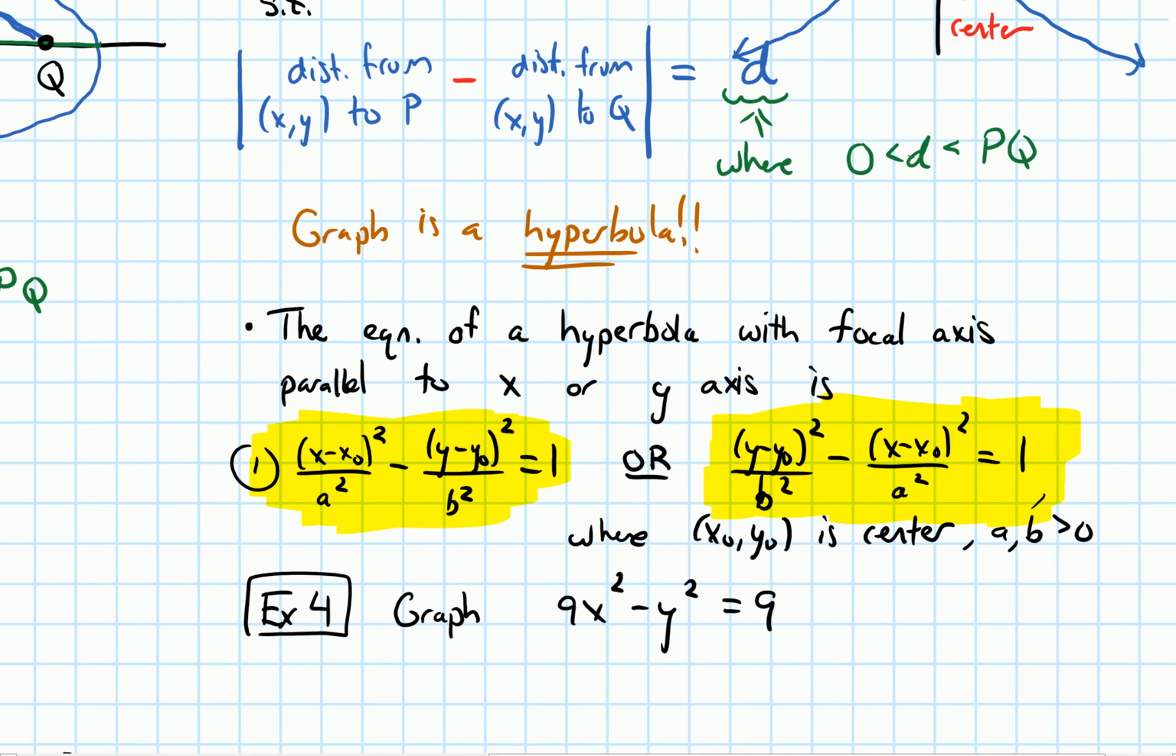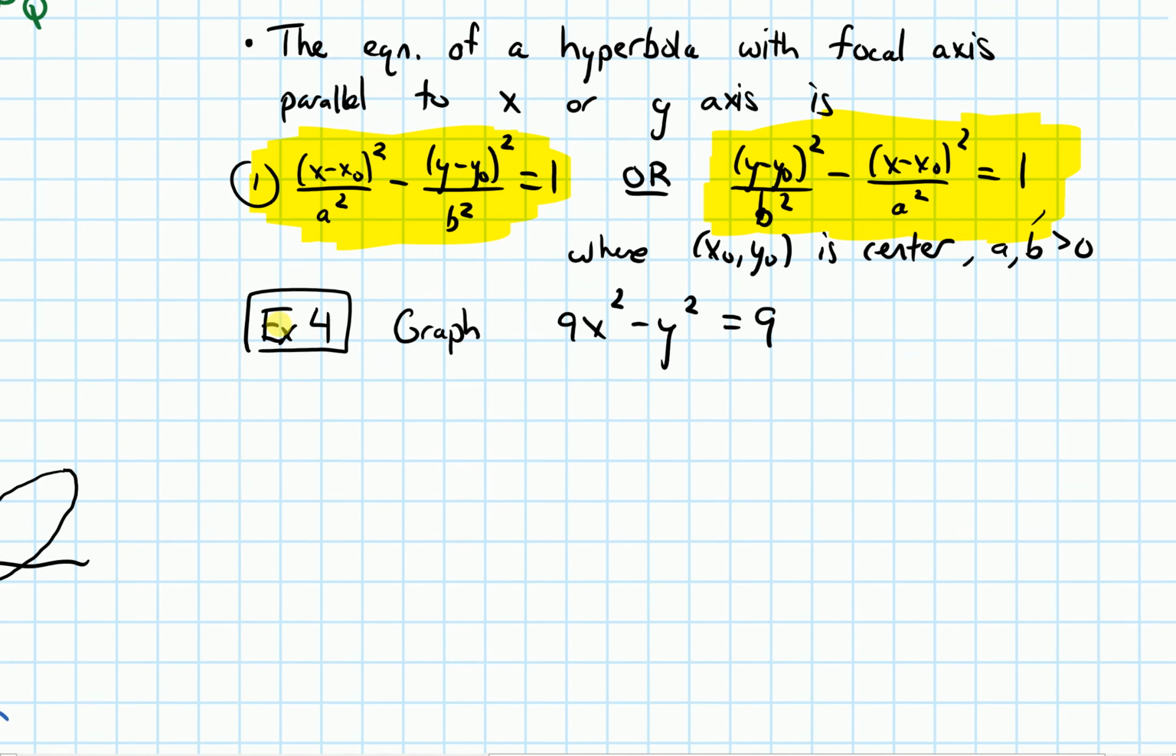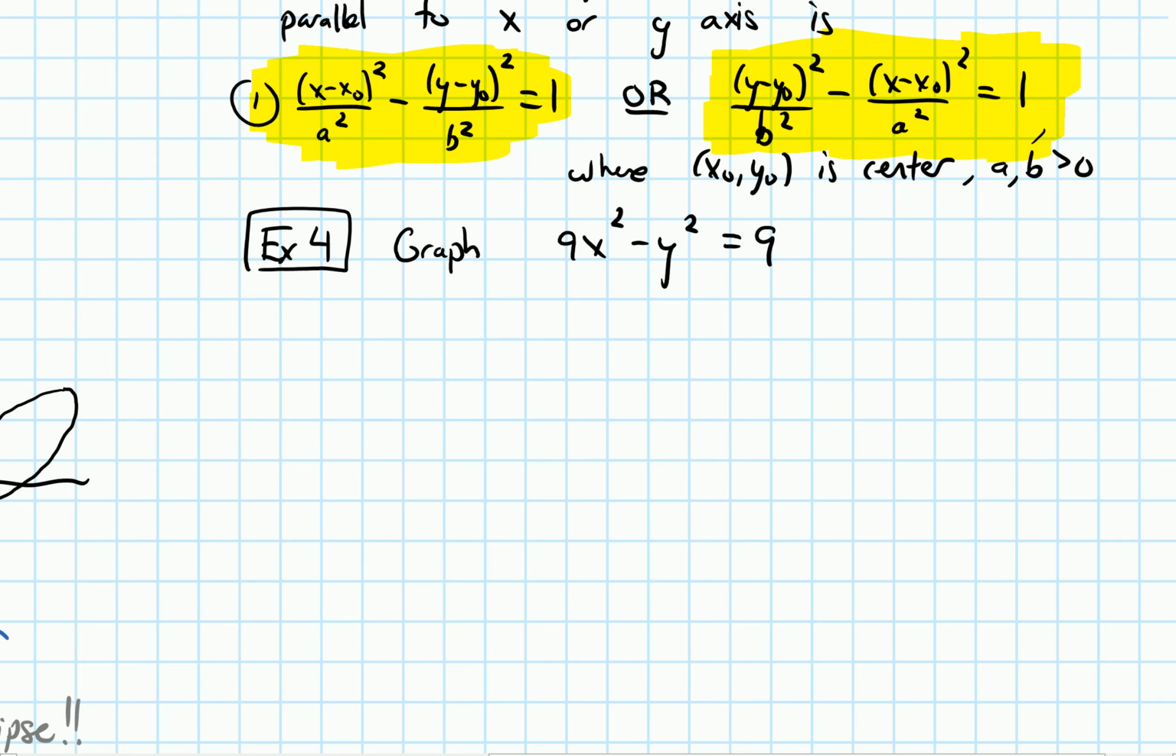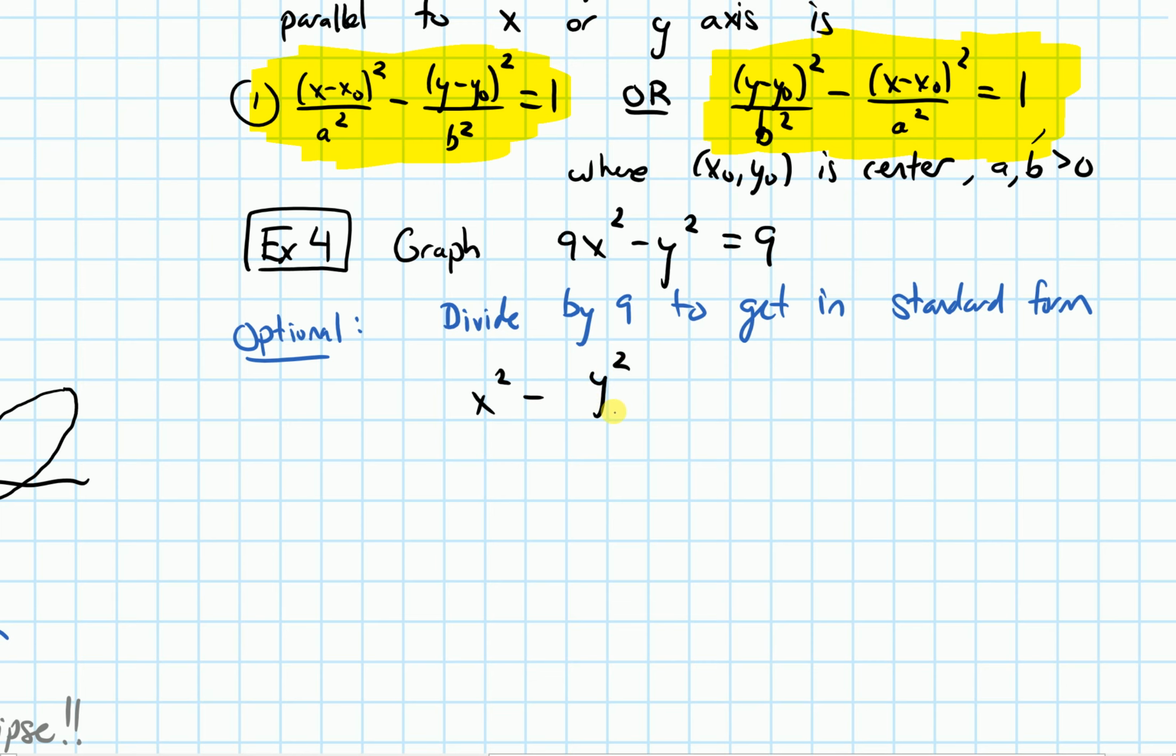So let's do an example. Let's graph 9x squared minus y squared equals 9. There's some optional stuff that we could do at the beginning just to convince ourselves this is a hyperbola, which is we could divide by 9 to get this in standard form for a hyperbola. If we divided both sides by 9, we'd get x squared minus y squared over 9 equals 1. And now this looks like the equation of a hyperbola.